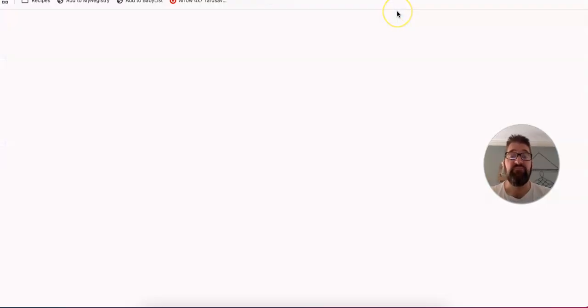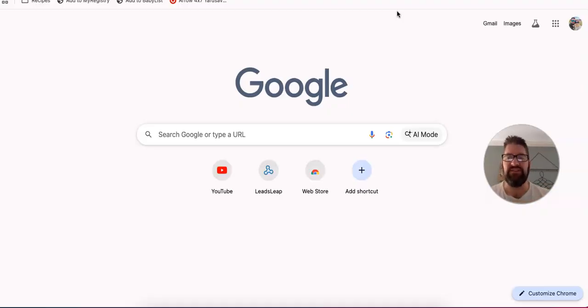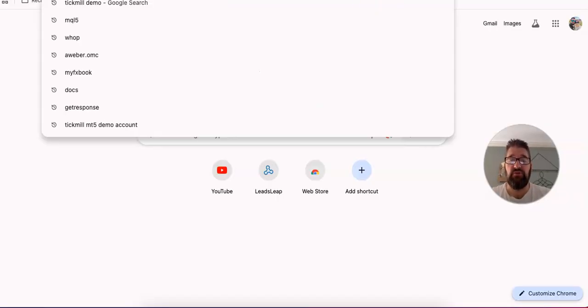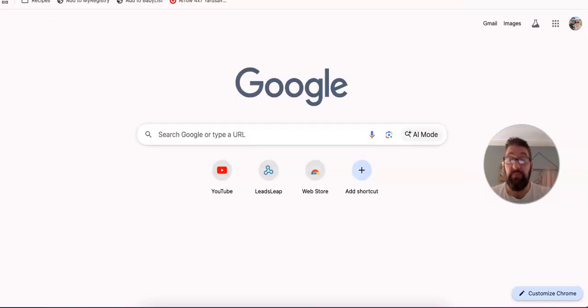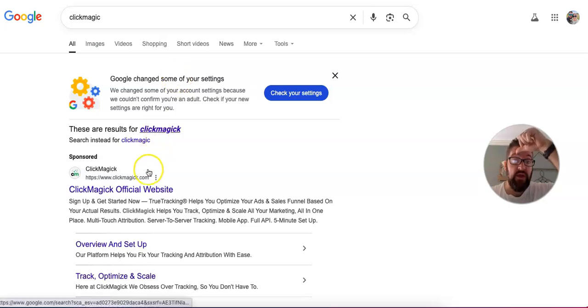Now look, Leads Leap is like $20, I think it's like $24 or $25 a month, and you get unlimited tracking. You can track as many links as you want, as many clicks as you want. I'm going to show you a comparable company that charges way more for basically the same thing.